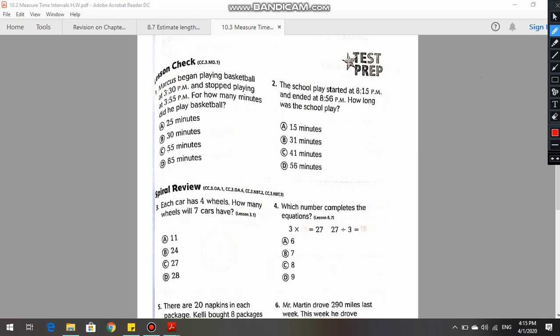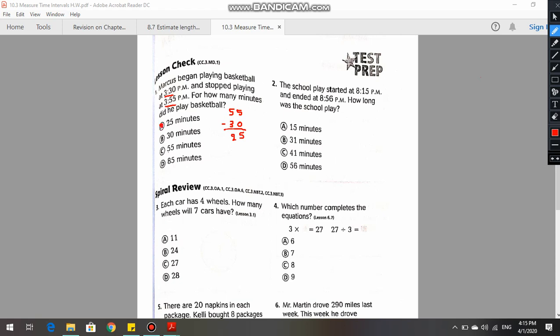Okay guys, we'll move on to the second page. Marcos began playing basketball at 3:30 p.m. and stopped playing at 3:55 p.m. For how many minutes did he play basketball? So I'm gonna say 55. He ended at 55 and he started at 30. So 5 minus 0 equals 5 and 5 minus 3 equals 2. So he played for 25 minutes.